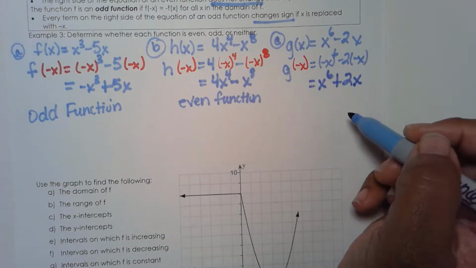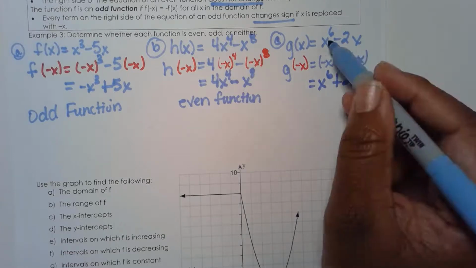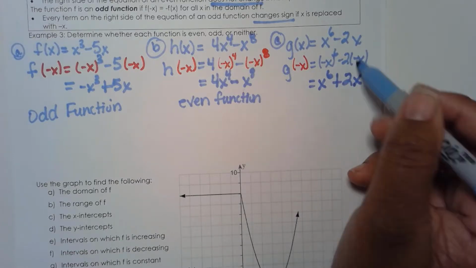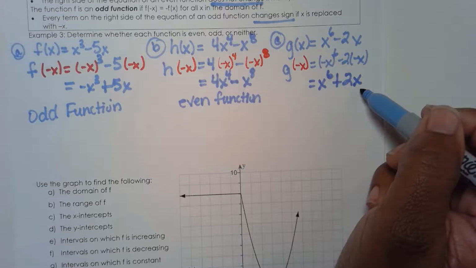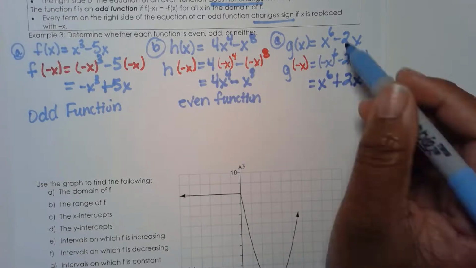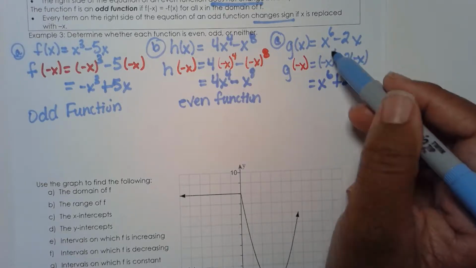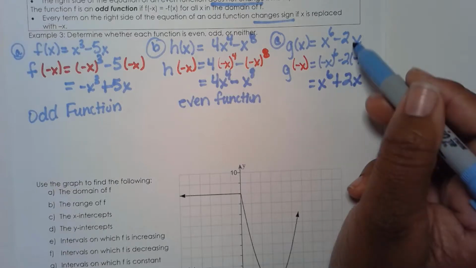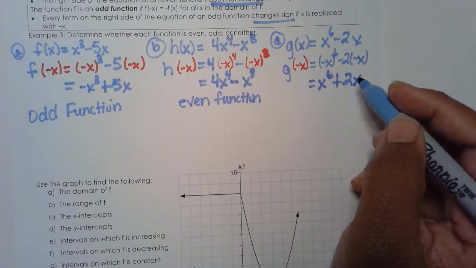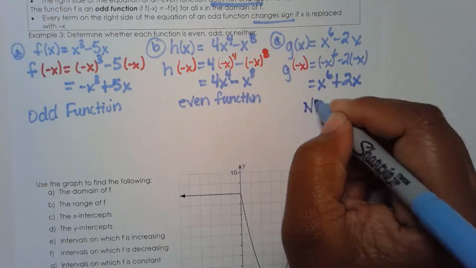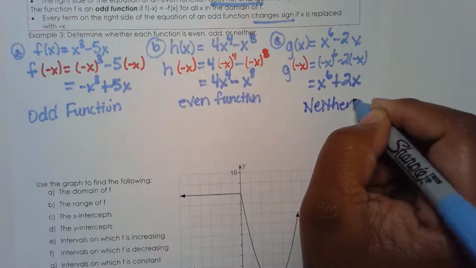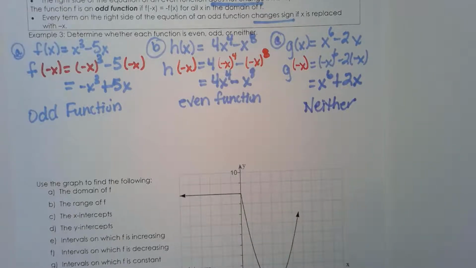Now, as I look at this, the right side did not stay the same, so it's not even. And the signs didn't all change, so that's not an odd function, so we would say neither. There's nothing that we can do there.